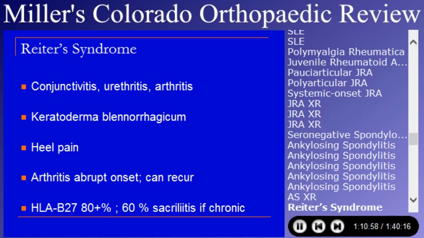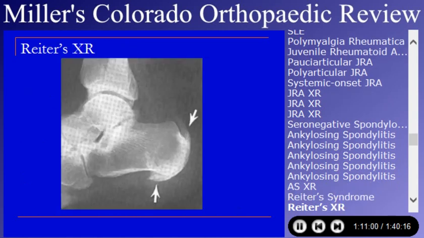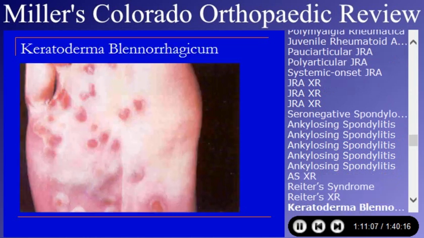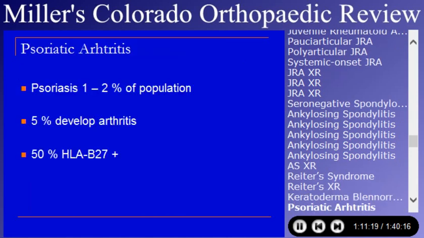And here is a picture of someone with massive new bone formation around tendon and ligament insertions with Reiter syndrome. This is a picture of the keratoderma blennorrhagicum, the skin lesion that is seen. I've never seen them ask you guys to identify that, but looking at the picture sometimes helps you remember it. Psoriasis is relatively common, 1 to 2% of the population.